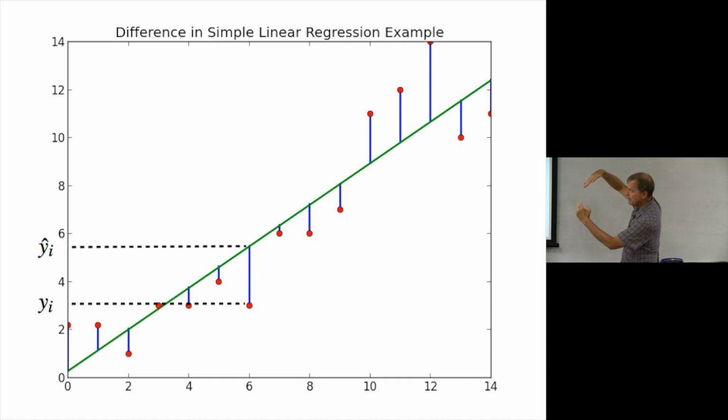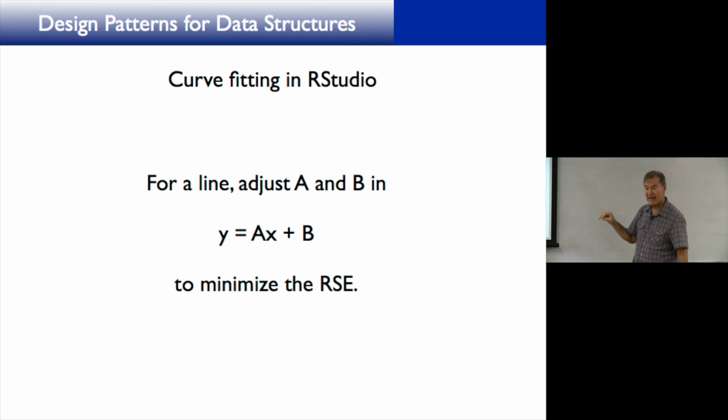Can you also see that if the slope were different, suppose it was right here, but instead of being tilted this way, it was going whoosh, like this. So what would happen to the RSE? It would go up, because those deltas would be bigger. It's able to calculate the A and the B to minimize the RSE. That's where that green line came from.